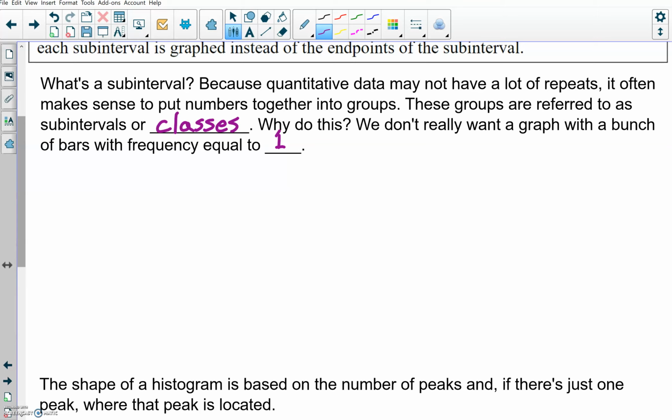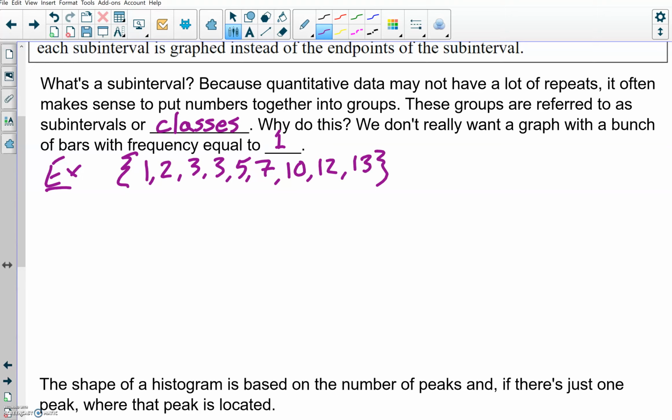So an example here, we're going to look at the data set 1, 2, 3, 3, 5, 7, 10, 12, 13. And we're going to form our usual distributions here. There's going to be some number that we're looking at in there, the frequency of those numbers, and then the relative frequency.